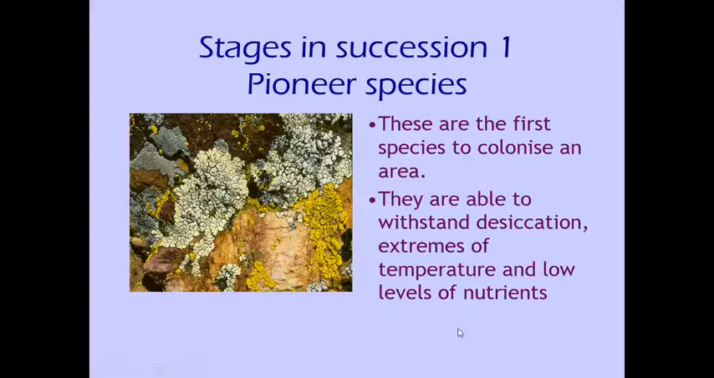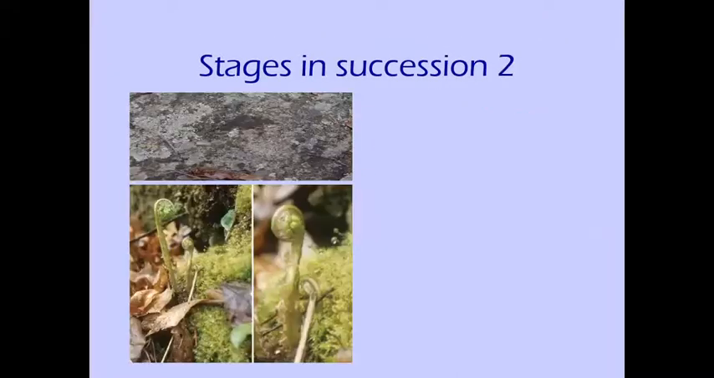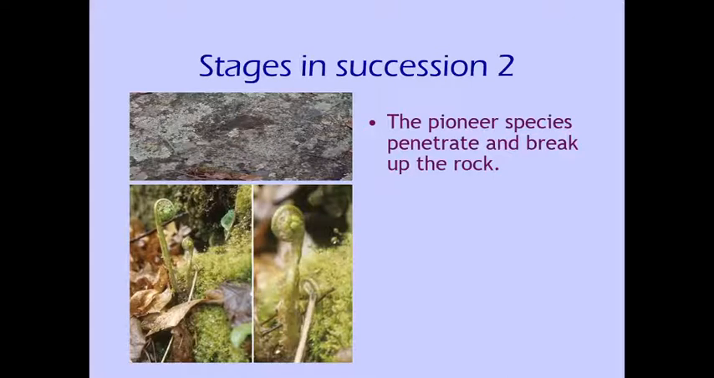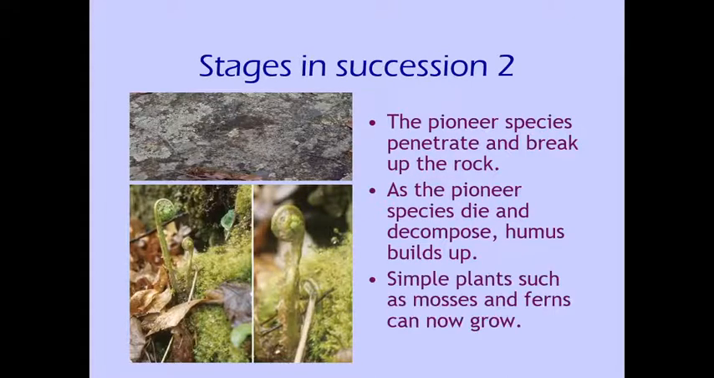They can also withstand high and low temperatures and low levels of nutrients. So the pioneer species can withstand desiccation, temperature extremes and low levels of nutrients. After these species we have stage 2, which is the ferns and mosses.